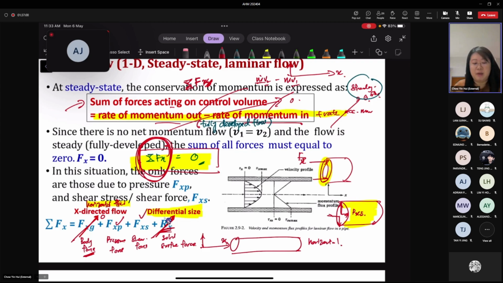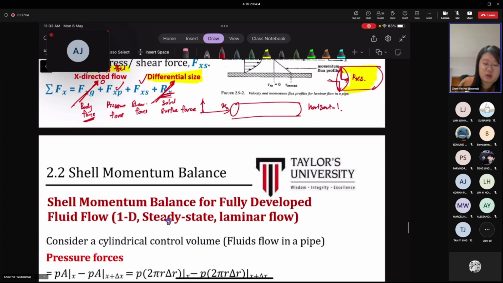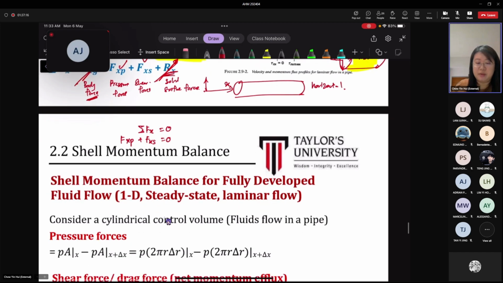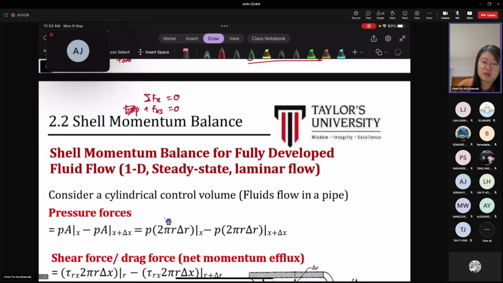So if you rearrange the equation, your sum of forces is equal to zero, and only the pressure force and the shear force will be in place in this case. All right, then how do we express each of these, Fxp?